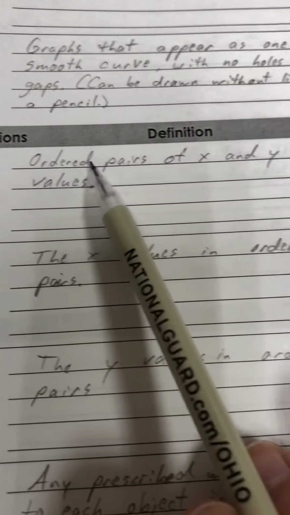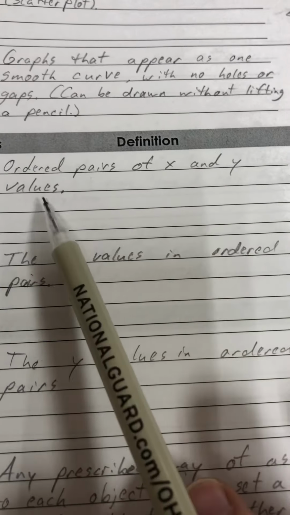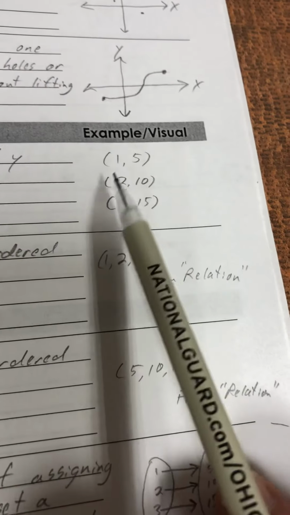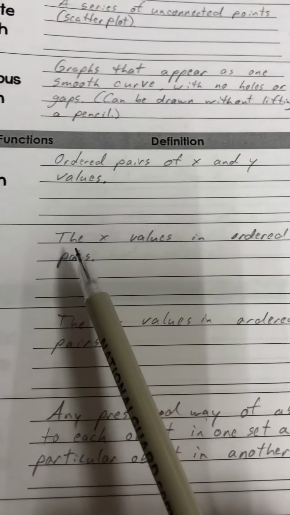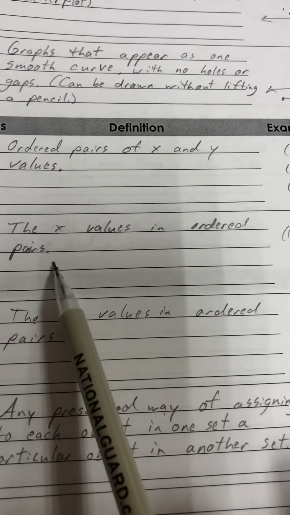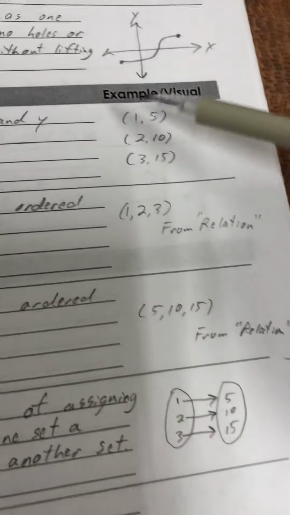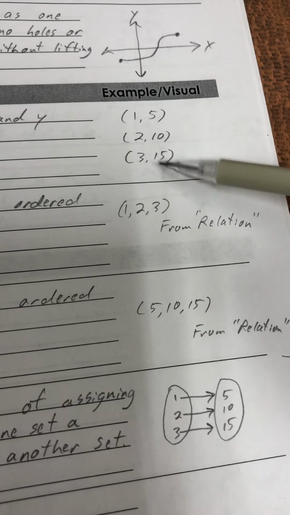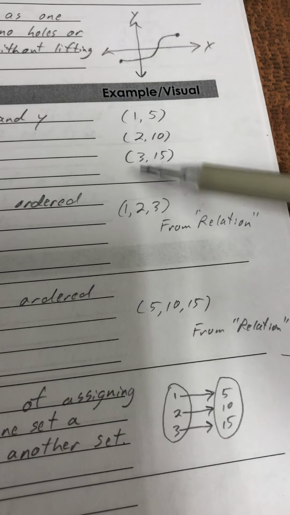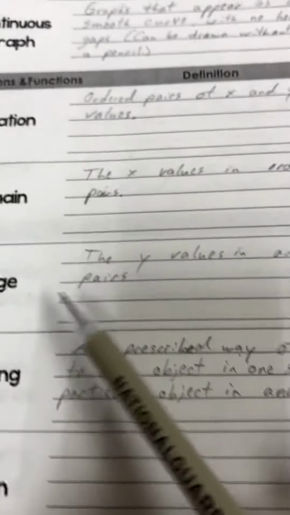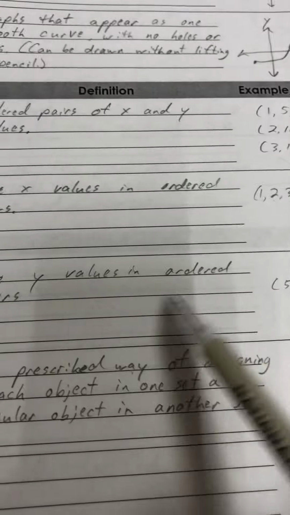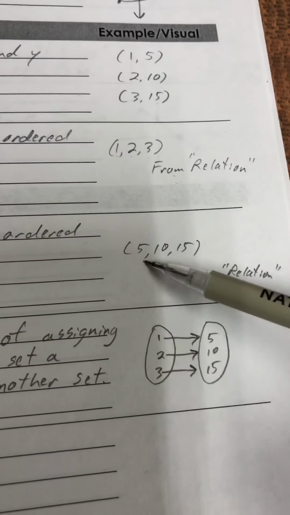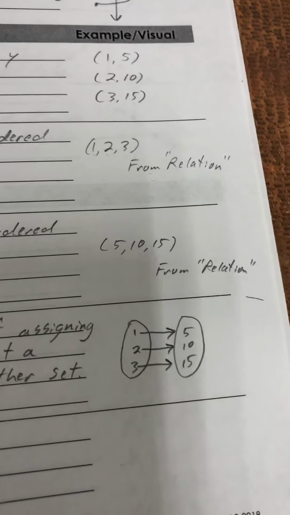So a relation is an ordered pairs of x and y values. For instance, 1, 5, 2, 10, 3, 15. The domain are going to be all the x values in ordered pairs. So that would be 1, 2, and 3. These are all x, y, x, y, x, y. So all the x's would be 1, 2, 3. That would be the domain. And I'm telling you that that's from the definition of relation. The y or the range are the y values in ordered pairs. So that's going to be the 5, 10, and 15 in my previous example.